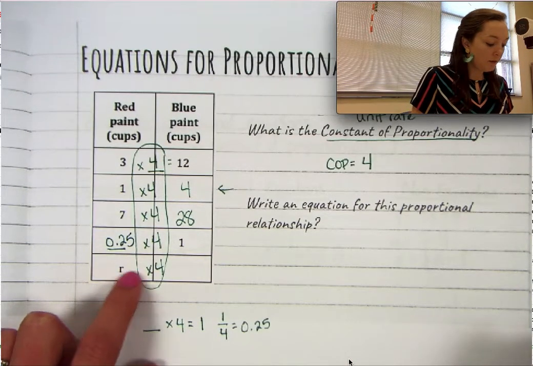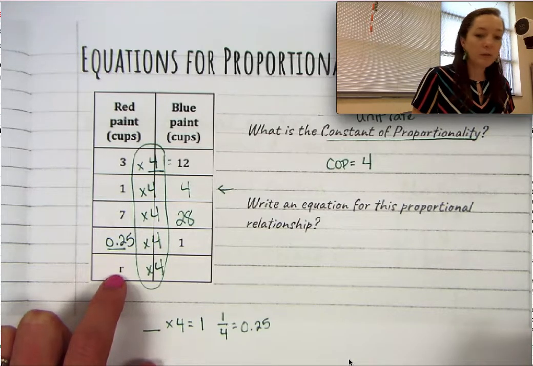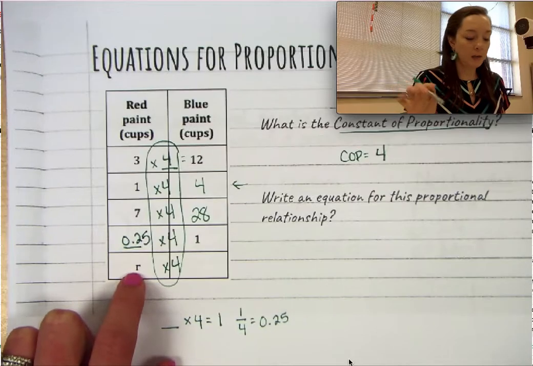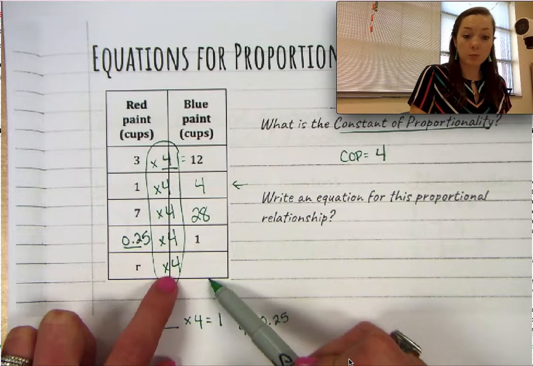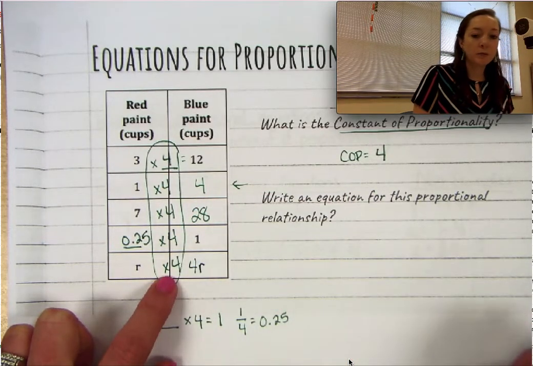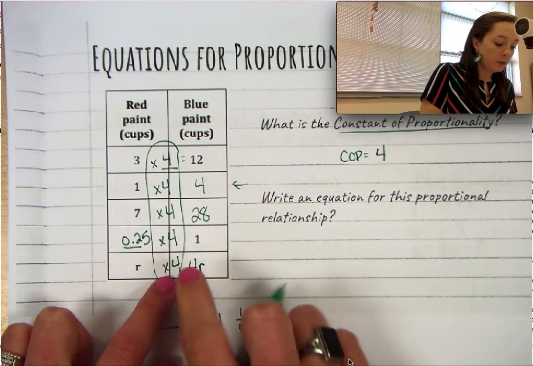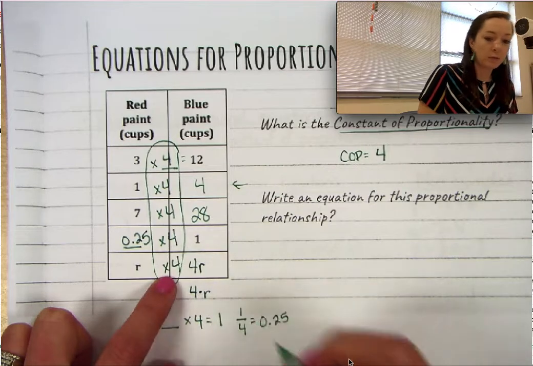And then now I've got R cups of red paint. Well, if I want any number of red paint, what am I doing to the red to get how many blue I need? I'm multiplying by 4. So I need 4R cups of blue paint. And remember, a letter and a number beside each other means that you are multiplying.